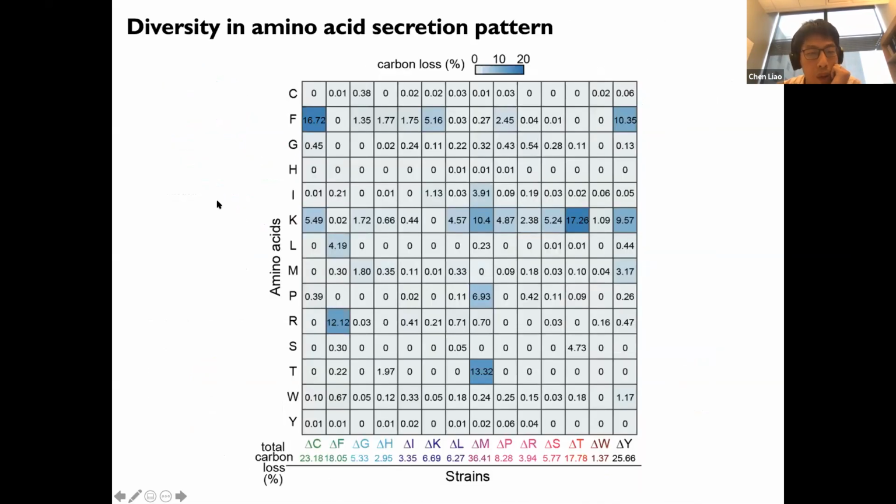So with the model, we can report the quantitative values of the amino acid secretion. Each value in the matrix represents how much carbon has been lost in secreting the amino acid on the y-axis by the amino acid auxotroph on the x-axis. For example, this value, 13.32, represents 13% of the carbon lost in secreting threonine by the methionine auxotroph. So we see a great diversity across the 14 amino acid auxotrophs. Some auxotrophs are more cooperative, such as the methionine auxotroph. They secrete about 36% of carbon in the form of different amino acids. But the tryptophan auxotroph only secretes 1%, so it's less cooperative.